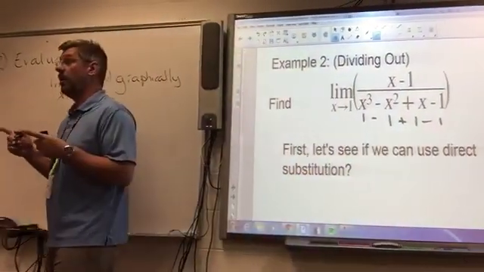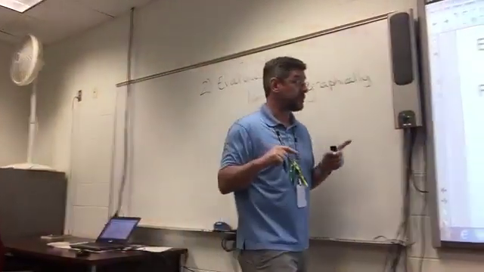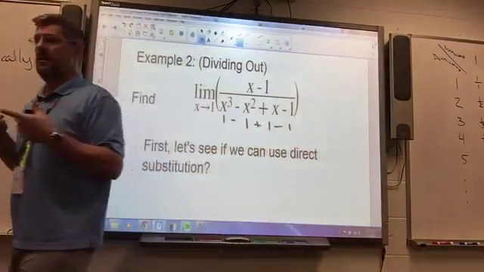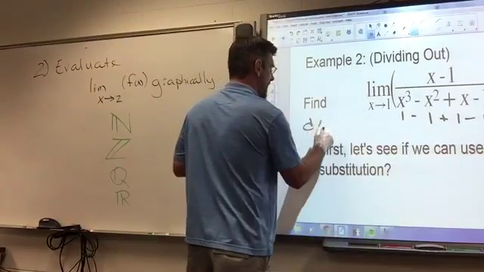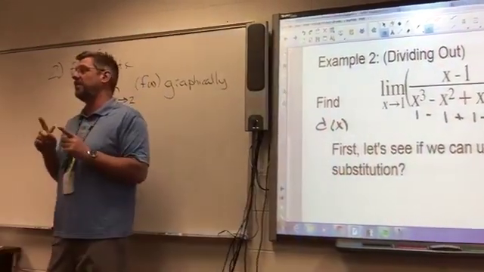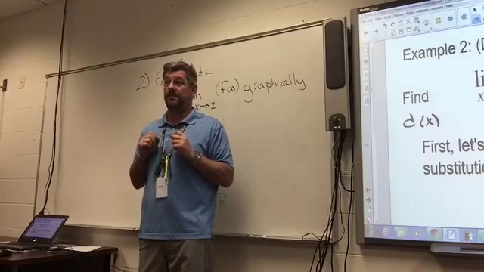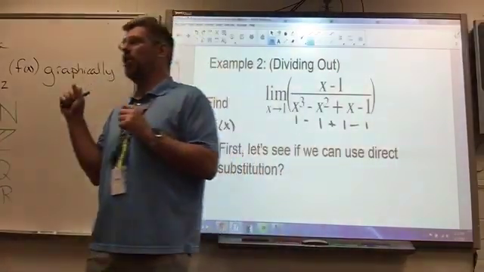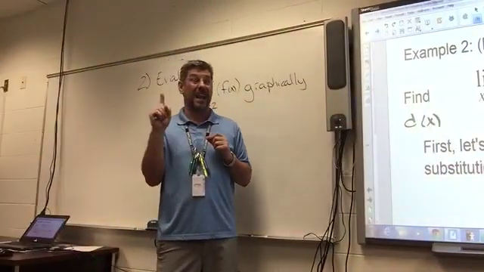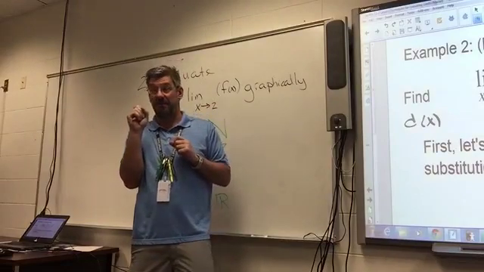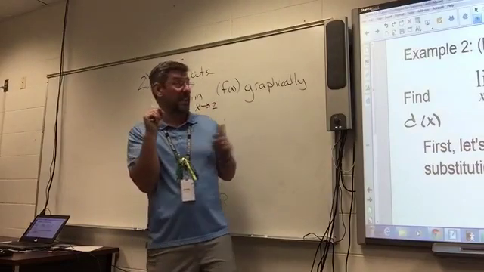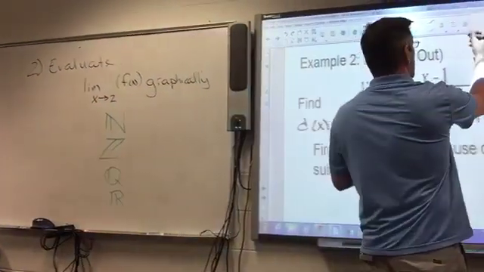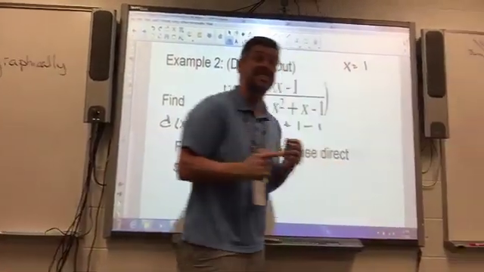But that gives me a clue. What's my clue? Let's call this denominator d of x. What can I say is a factor of d of x? What does a factor of a polynomial look like? Let me ask you this. What is a 0 of this function? 1. X equals 1 is a 0 of this function, right? So I'm going to write x equals 1 is a 0 of this function.